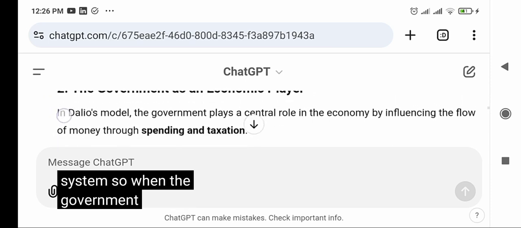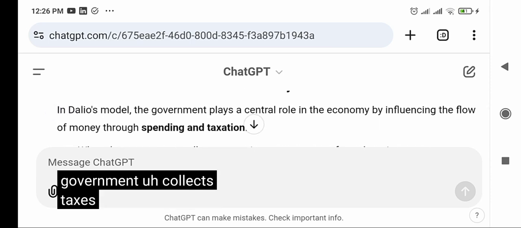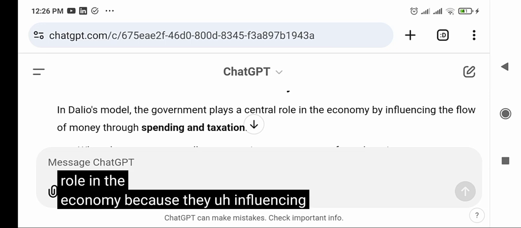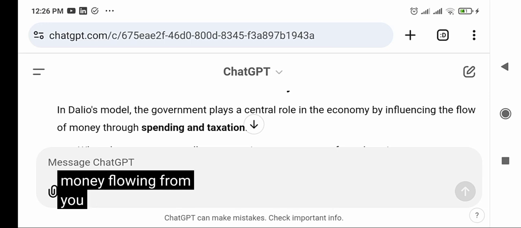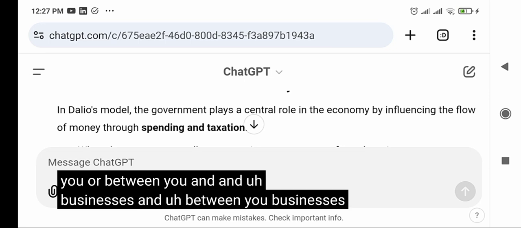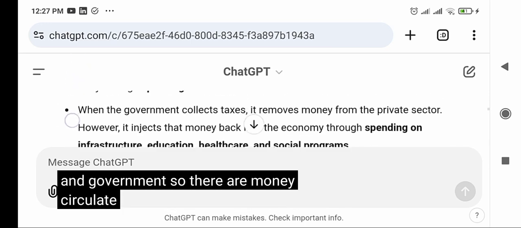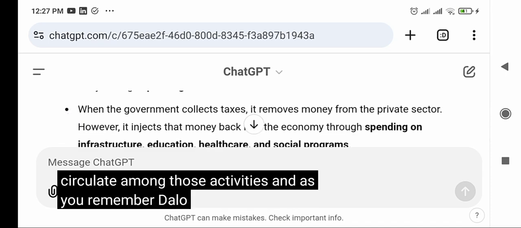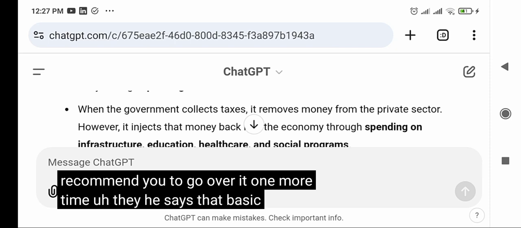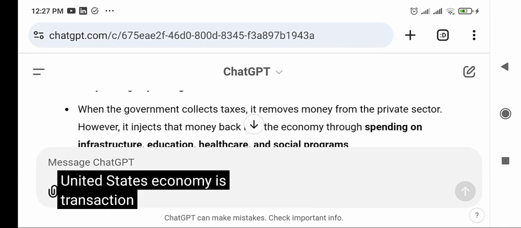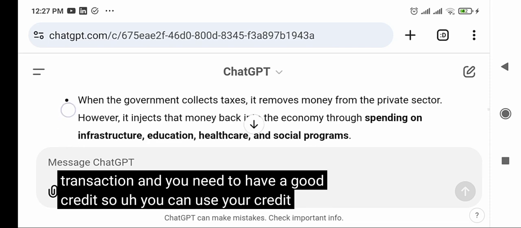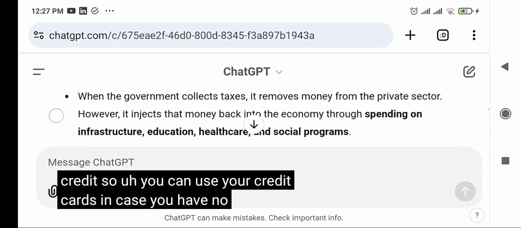So when the government collects taxes, the government plays a central role in the economy because it influences the money flowing between you and businesses, and between you, businesses, and the government. So money circulates among those activities, and as you remember from Ray Dalio's video, I would recommend you go over it one more time. He says that the basic logic of the United States economy is transaction, and you need to have good credit, so you can use your credit cards in case you have no cash.